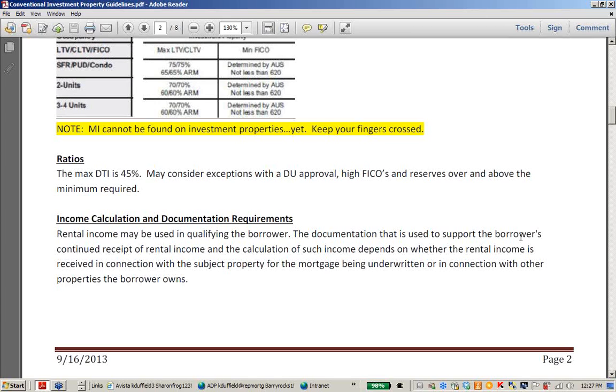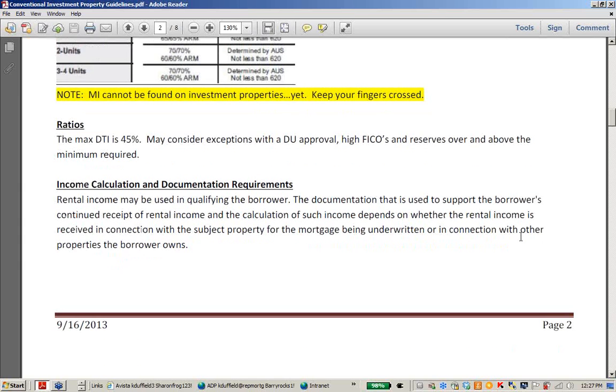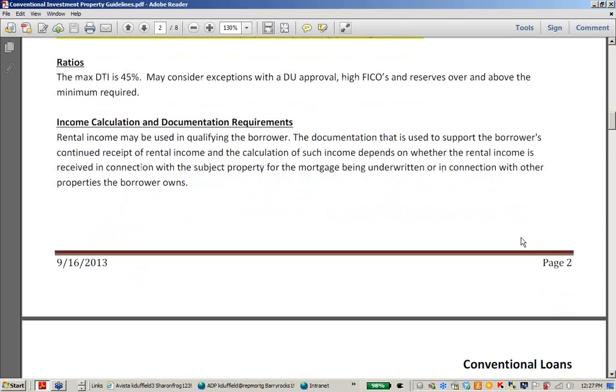Now, income calculation and documentation requirements. Rental income may be used in qualifying the borrower. The documentation that is used to support the borrower's continued receipt of rental income and the calculation of such income depends on whether the rental income is received in connection with the subject property for the mortgage being underwritten or in connection with other properties the borrower owns. That's a really long sentence.